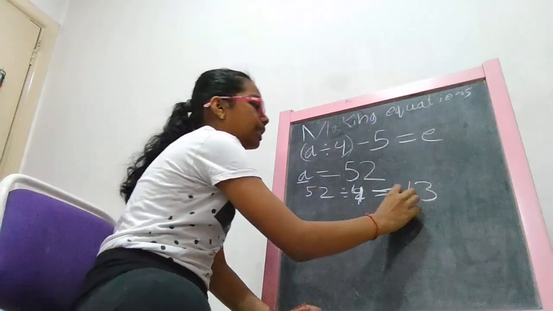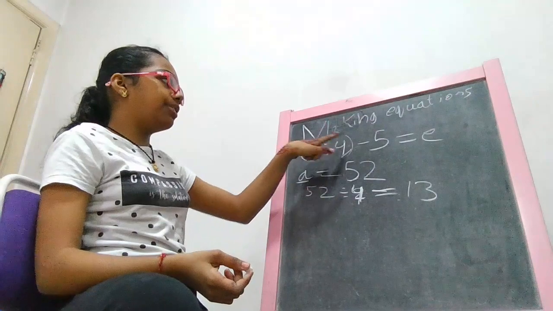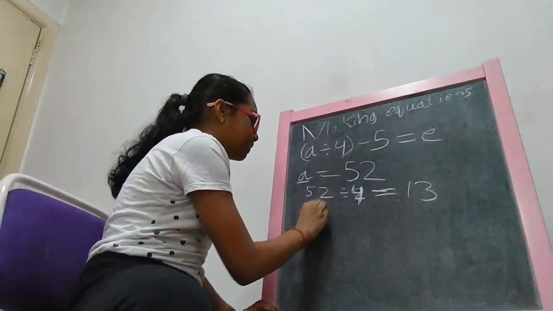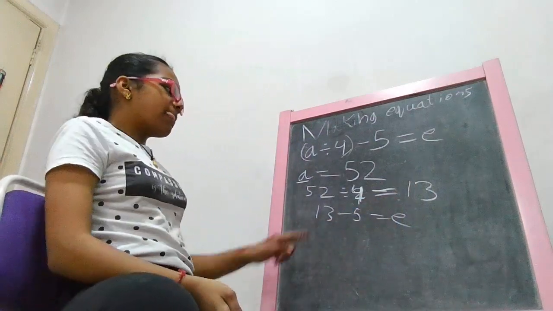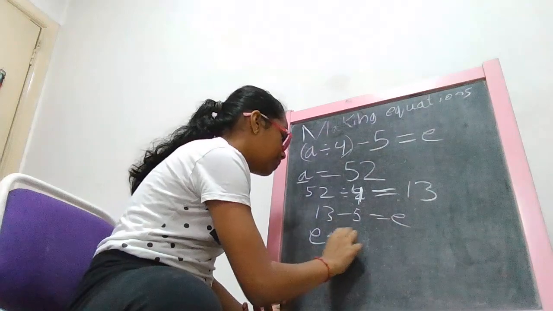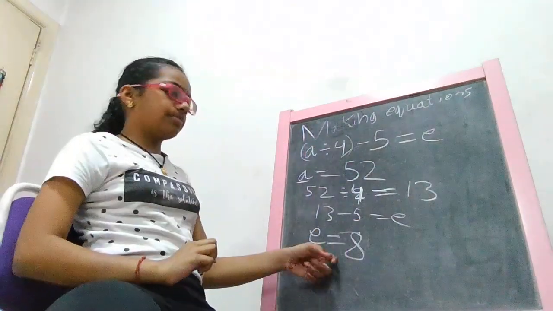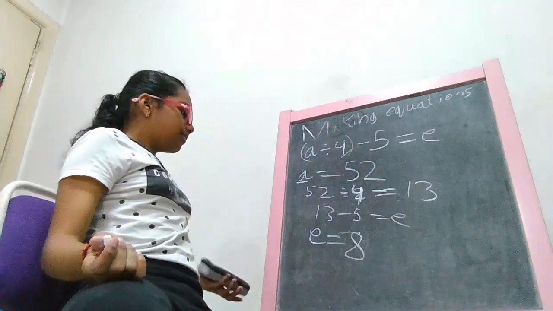Now we know that 13. Now we have to cancel out this bracket and write 13. So now it will look like this. 13 minus 5 is equal to E. Now 13 minus 5 is 8. So E is equal to 8. That was simple, right?